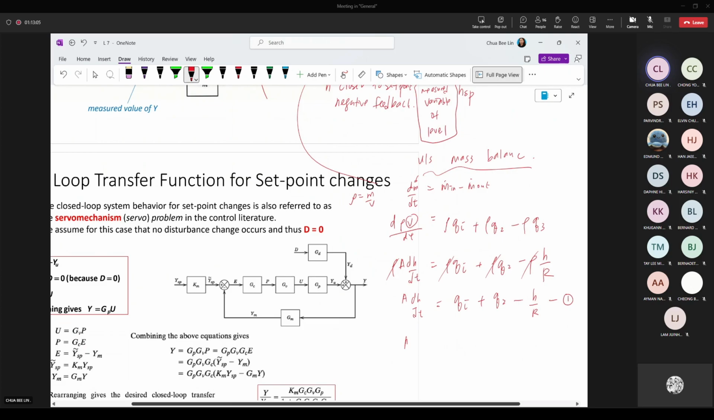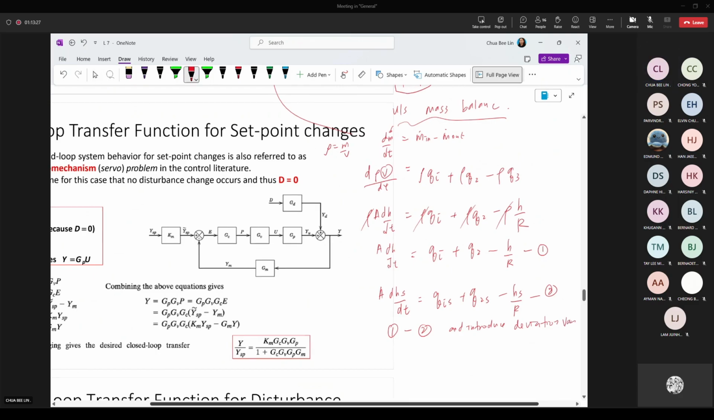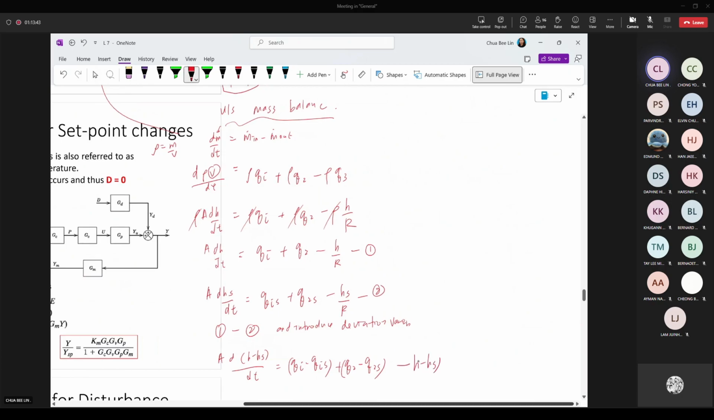Your steady state will be just include the subscript of S to indicate it is the steady state value. So this one equation 2. Then you use the equation 1 minus equation 2 and introduce deviation variable. So from here, we're having A d(H minus HS) over dt equivalent to Qi minus QiS plus Q2 minus Q2S minus (H minus HS) over the R.